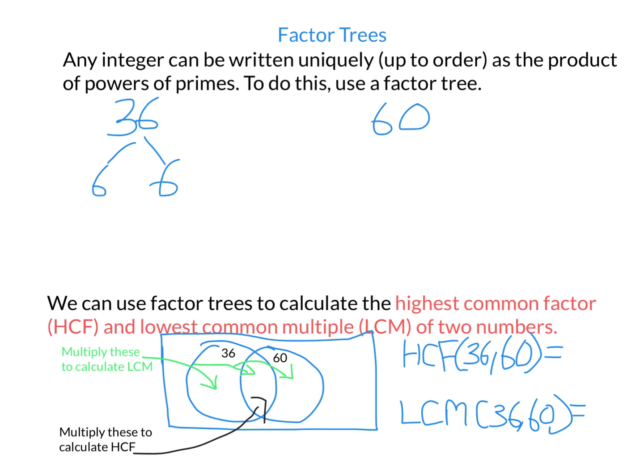Now 6 is not a prime number, so now I'm going to factorize 6. I keep going till I've only got prime numbers. So 6 has factors of 2 and 3. 2 times 3 is 6. Now 2 and 3 are prime numbers. I'm going to stop because here I have only prime numbers. So 36 is 2 times 3 times 2 times 3.